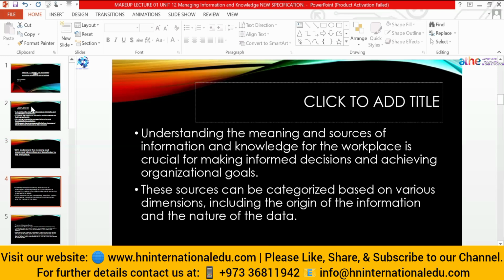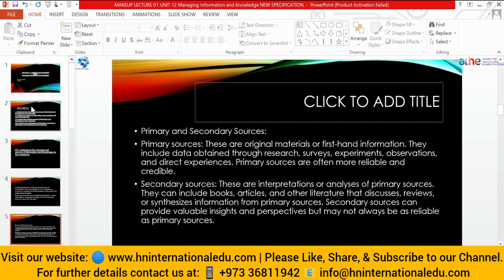These sources can be categorized based on various dimensions, including the origin of the information, that is from where you have got the information, whether it's first-hand or second-hand information, and the nature of the data, from what kind of source you extracted the information. It could be word of mouth, a newspaper, a letter, an article from the internet, a research paper, and so on. First, jumping towards the primary and secondary sources.